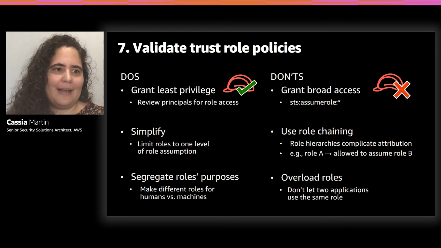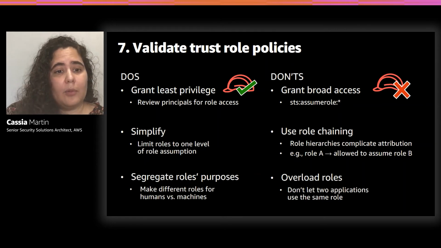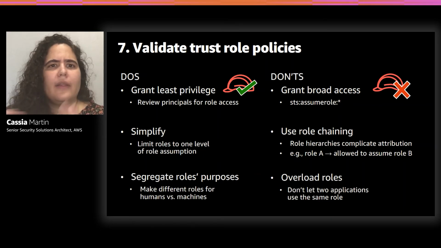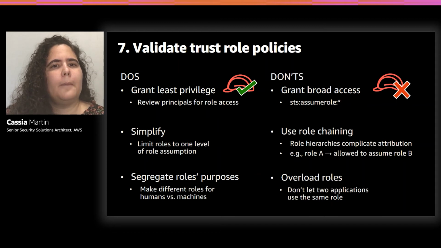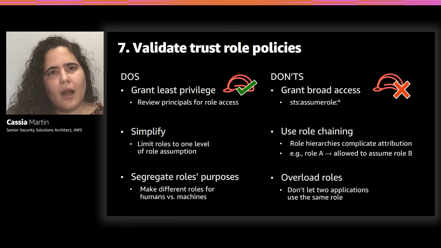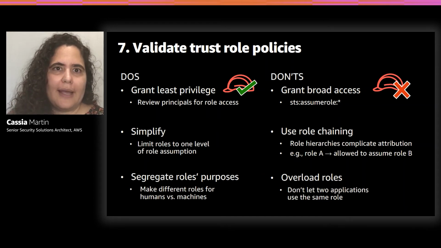Next, simplify. You should limit the roles to one level of role assumption. If you end up using role chaining, like you have a setup where role A is able to assume role B, there's nothing wrong with that from a theoretical security perspective. It'll work fine. But my experience is that it makes it harder to do incident response and harder to understand who did what. So these role hierarchies just complicate attribution. So whenever possible, just have one level of a principal assuming a role.